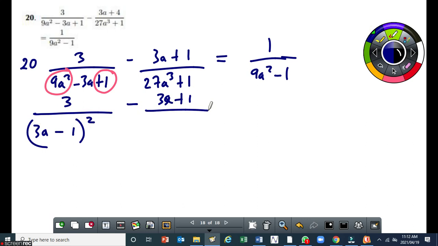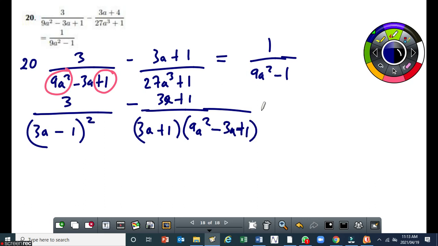all over. Now the denominator, it's a sum of 2 cubes. So when I factorize it, I'll get 3a plus 1 times 9a squared, there's a plus here, so I'll put a minus 3a times 1, that's 3a. On the right hand side, my numerator is simplified, but the denominator is a difference of 2 squares. So I'll get 3a minus 1 times 3a plus 1.